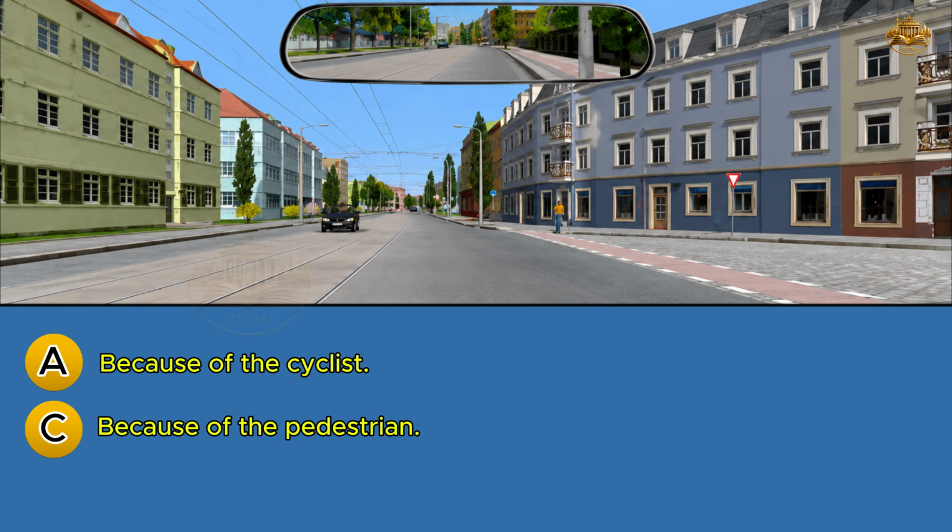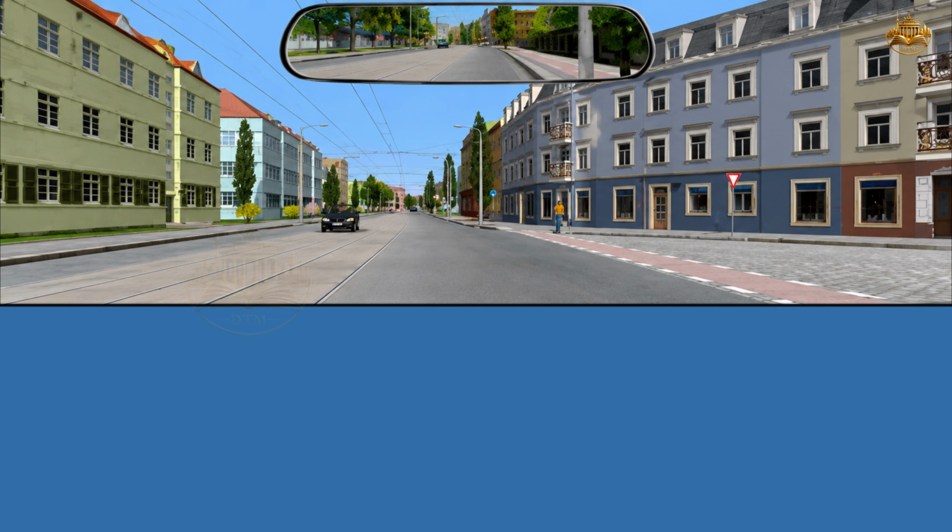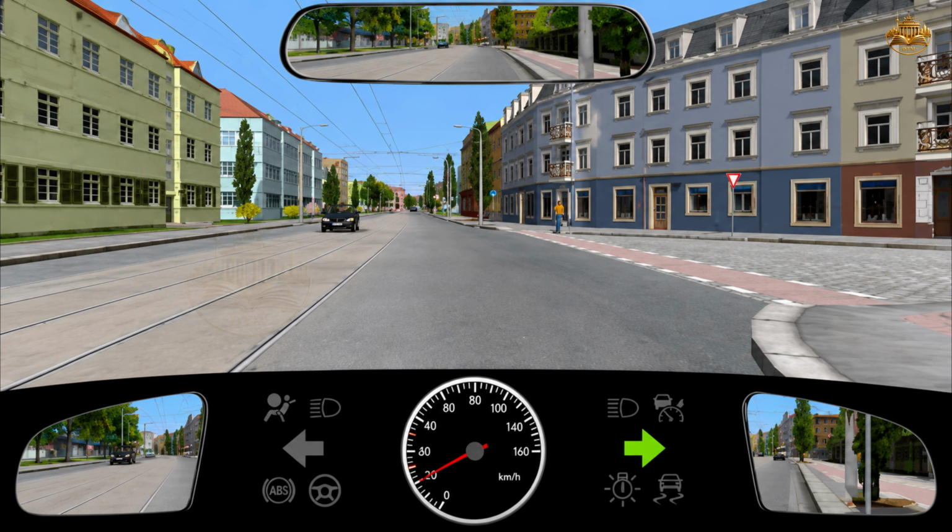Why? Answer A is correct because the cyclist is approaching from the right side and could cross my path when I turn right. I have to wait and let the cyclist pass first. Answer C is correct because the pedestrian is crossing the road in front of me. I must wait until the pedestrian has crossed safely. Answer B is incorrect because the black car does not affect my right turn. Remember, before turning right, always check for cyclists and pedestrians. If they are crossing or could cross your path, wait and let them pass safely.